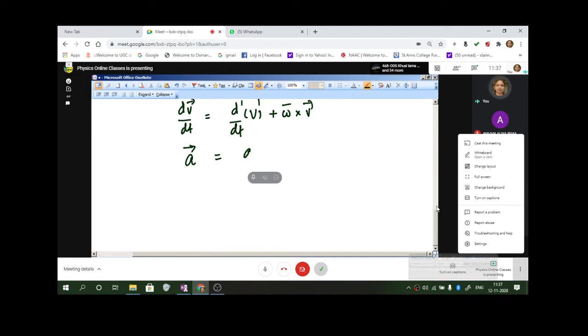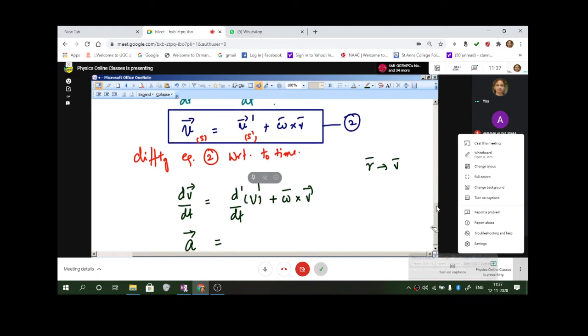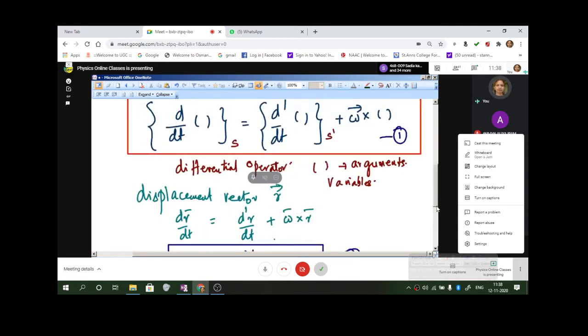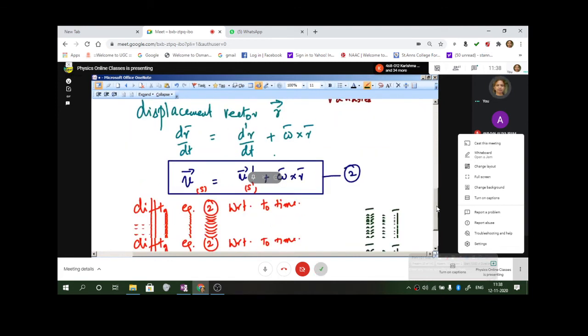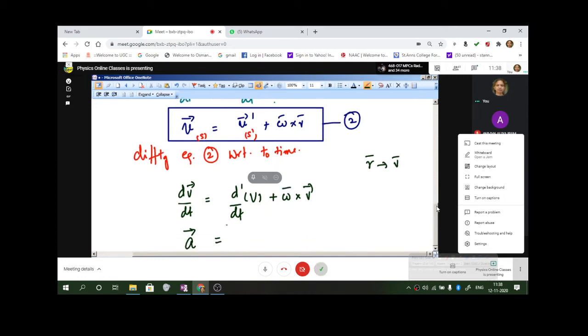This is one thing important here. You will write this as A. Now, but what is V'? D' V, this is V only. See, what did we substitute in the operator? In place of this, we substituted R. So here also we substitute R. Similarly, when you are differentiating with respect to V, it is dV/dt is equal to d'V/dt plus omega cross V. This is V, not R. Okay, so now this is acceleration.